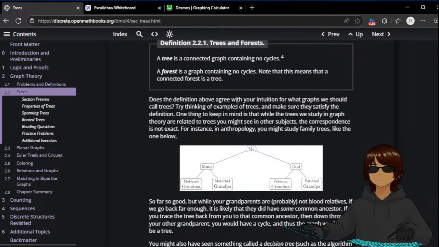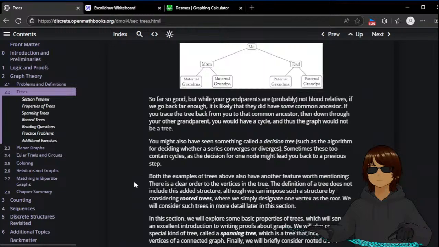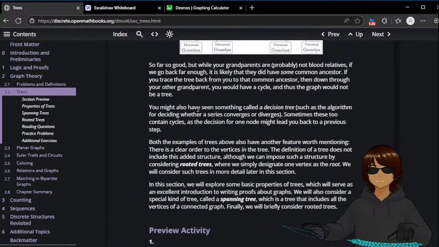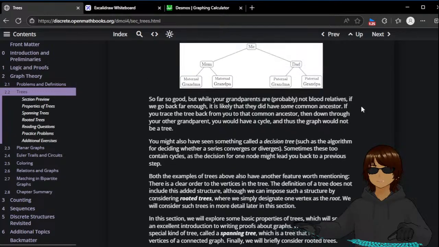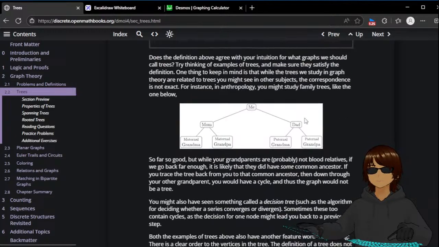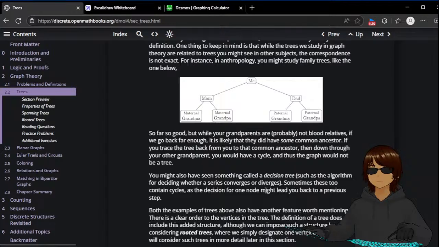Try thinking of examples of trees. Make sure they satisfy the definition. In anthropology, you might study family trees like the one below. You might have also seen something called a decision tree, such as an algorithm for deciding whether a series converges or diverges. Sometimes these too contain cycles, as the decision for one node might lead you back to a previous step.